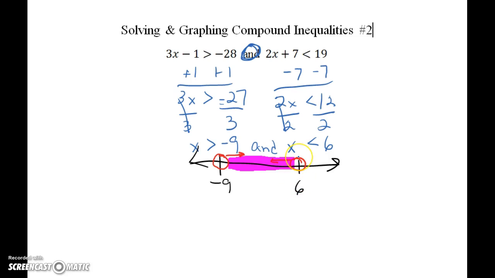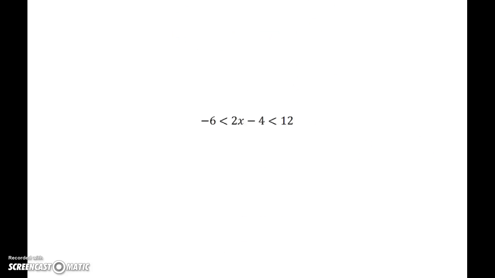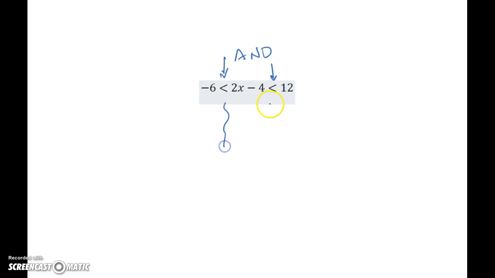Now, the second kind, you won't see an AND. Instead, we're going to see an inequality that has two inequality signs. So this tells me that I have an AND inequality. You can separate this into two separate inequalities if you so choose and then solve. Personally, I like to think of it as a three-way inequality. It's got three parts to it.